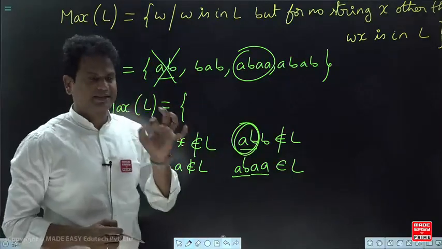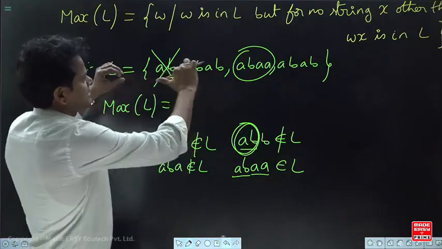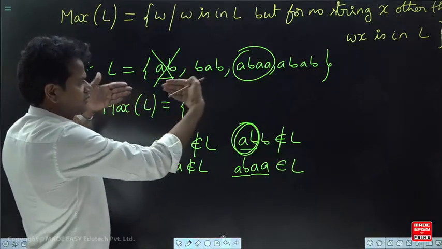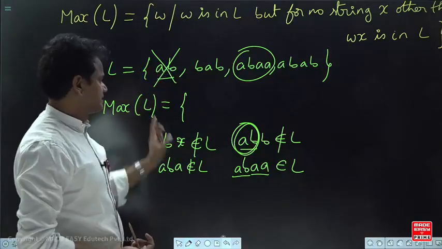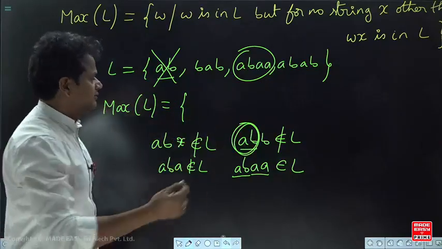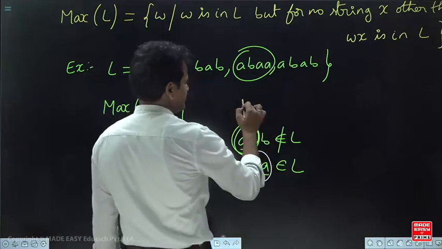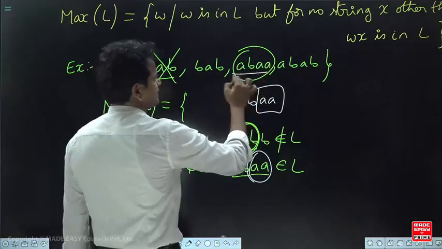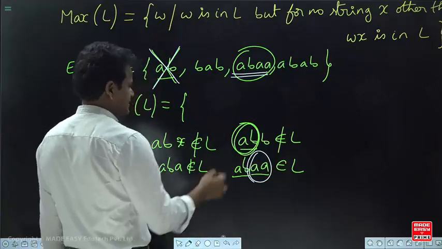So I repeat clearly, listen guys, I have taken the AB. For AB, whatever I attach, that new string you are getting should not be present in the language. AB, I have attached A, ABA is not there, okay. I have attached B, ABB, not there. For AB, I have attached AA. After attaching AA, there is a string. So I cannot take AB in the maximum. Okay? Now take this one.